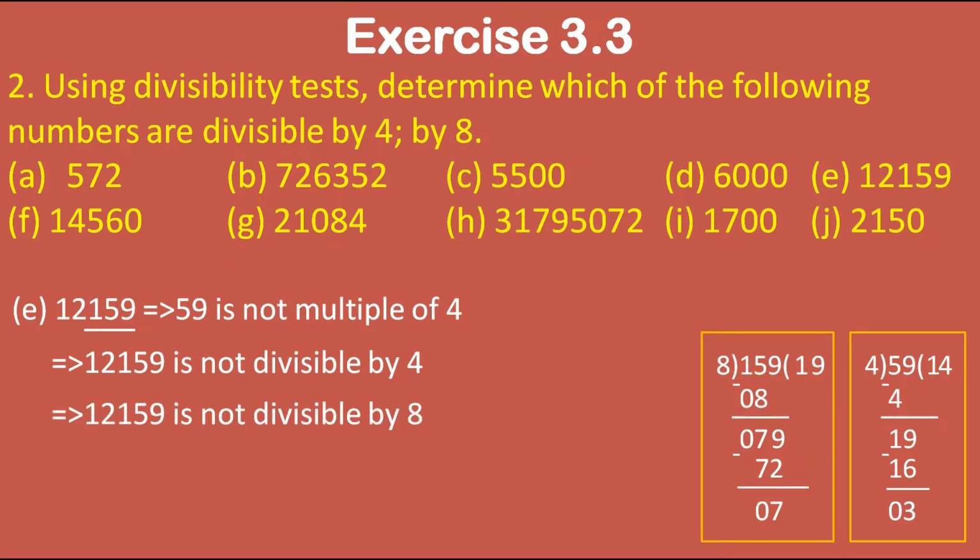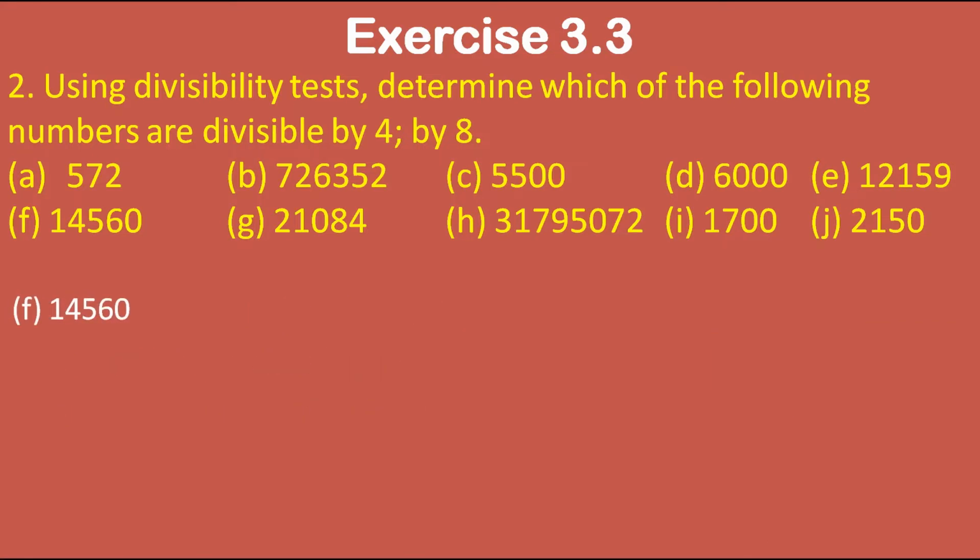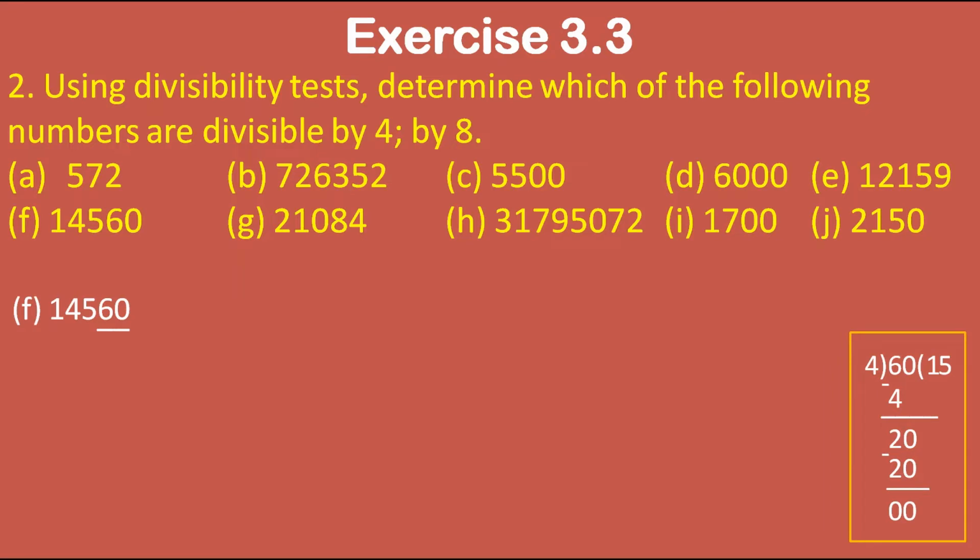Okay. Now let's move to the next number, that is 14,560. Now let's divide the number formed by last two digits, that is 60 by 4. Okay. 4 ones are 4. 6 minus 4 gives 2. 0 came down. 4 fives are 20. As we are getting here 0 as a remainder, the number is multiple of 4. Therefore, the whole number is divisible by 4.